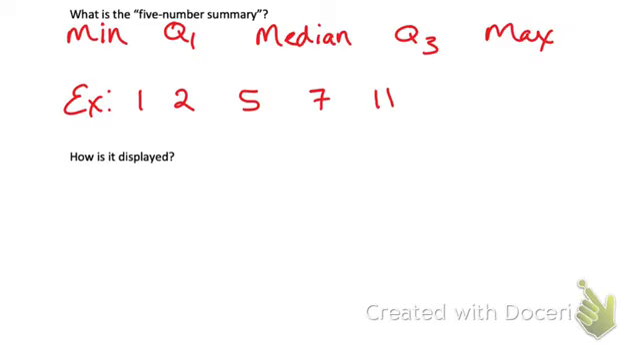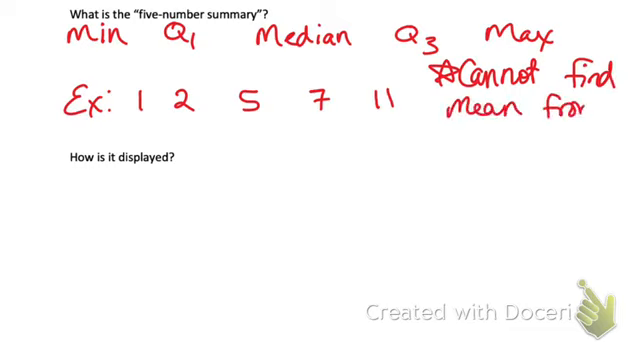Sometimes the median is the average of the middle two, which could give you a value that's not in your data set. So we cannot find the mean from the 5-number summary. We cannot find the mean from the 5-number summary. We would have to have the actual data to find the mean.